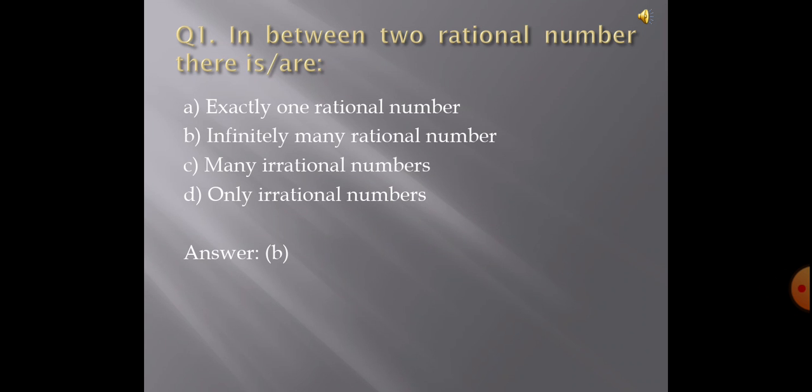Question number 1. In between two rational numbers there is or are. So now in this question you have to take the correct answer from the following options and check your answer, because I have already written the answer below the options.